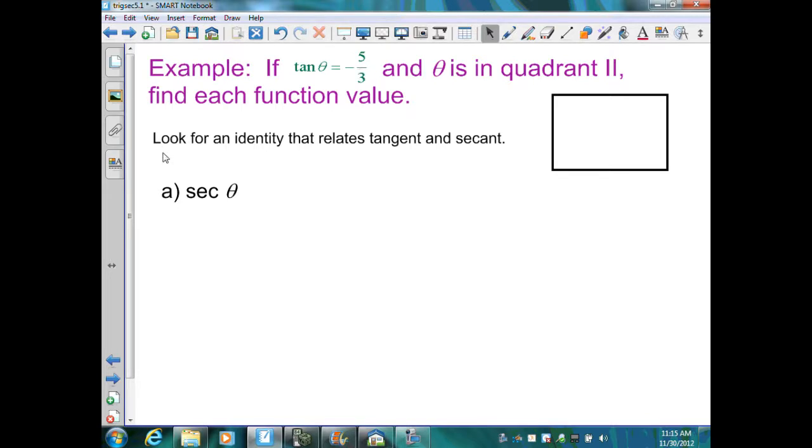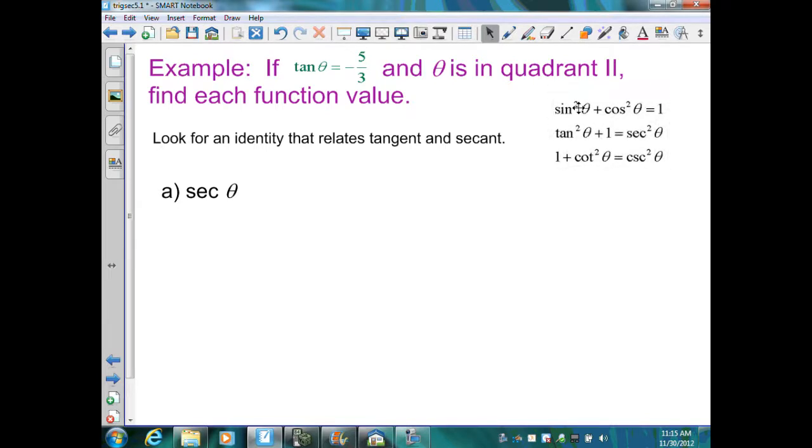So what we want to do is look for an identity that relates tangent and secant together. From a previous slide, I have the Pythagorean identities. And we can see that one of those Pythagorean identities does relate tangent and secant. So what I want to do is substitute the value of tangent into that and find the value of secant. So I'm given tangent squared theta plus 1 equals secant squared theta. Now, all I do is substitute the value that's given to me. That is, tangent of theta equals a negative 5/3.